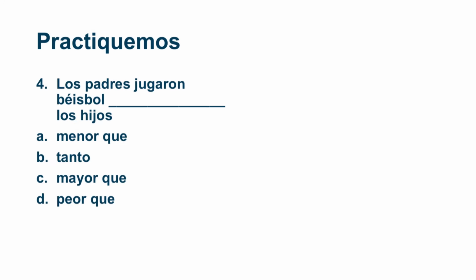In this one, we're going to use a comparison of inequality using superlatives. Let's see the example. Los padres jugaron béisbol los hijos. We know that it's not menor. Tanto it could be, but you will need a como. Mayor doesn't make sense. So, in between tanto and peor que, los padres jugaron tanto béisbol como los hijos, it's a different order, so you have to use peor que. And it's an unequal comparison.